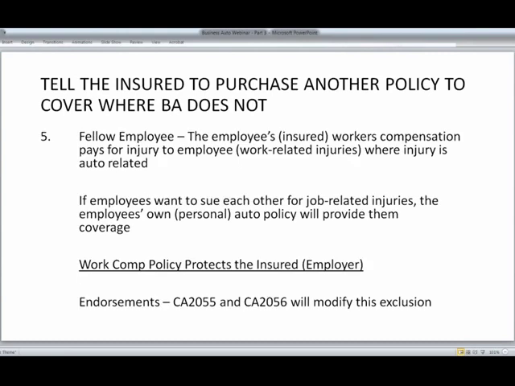So tell the insured to buy another policy, again, the fellow employee policy. You can modify this to cover the fellow employee, which would cover that liability where one employee sues the other. I would not do it on a regular basis. I would clearly not do it using CA 20055 because that covers all of them. I might consider adding 2056, which would extend coverage to the officers and directors, to named people.